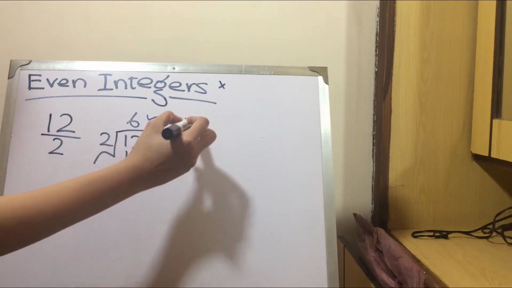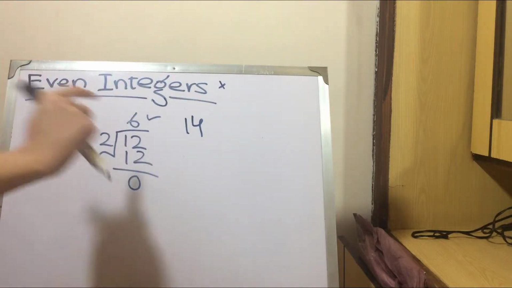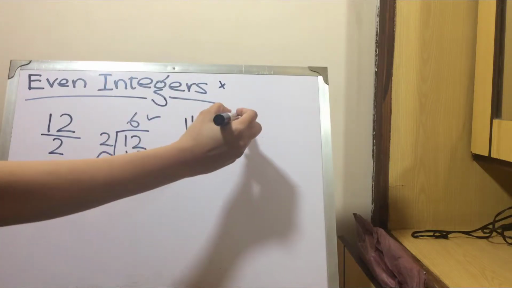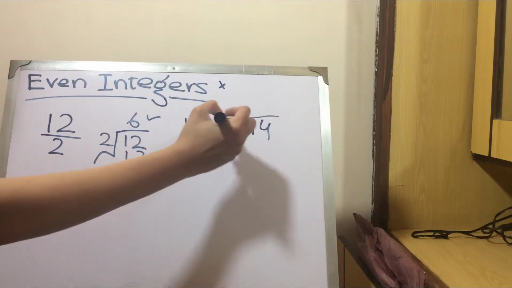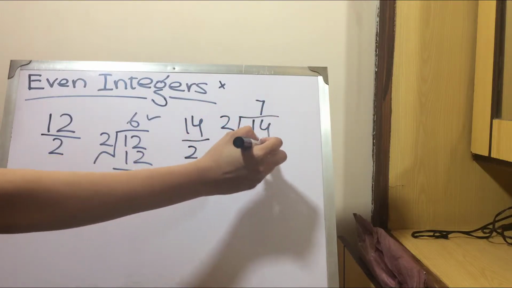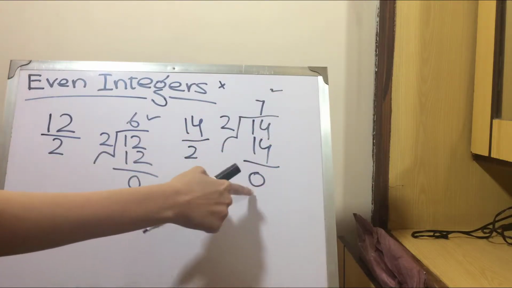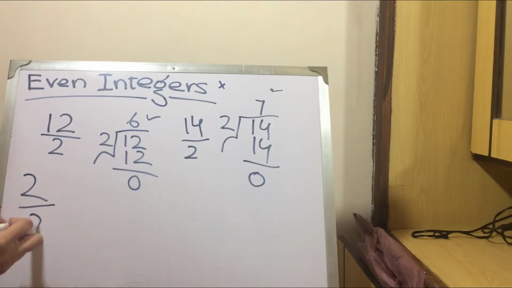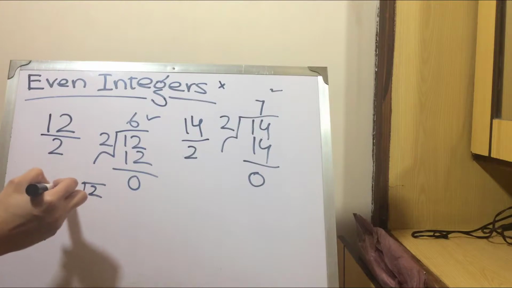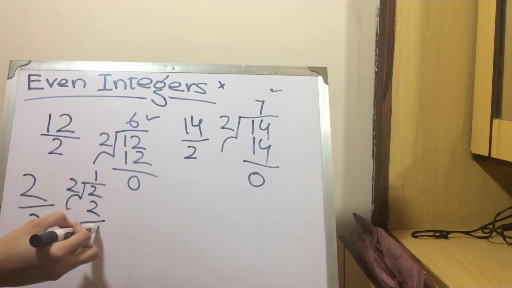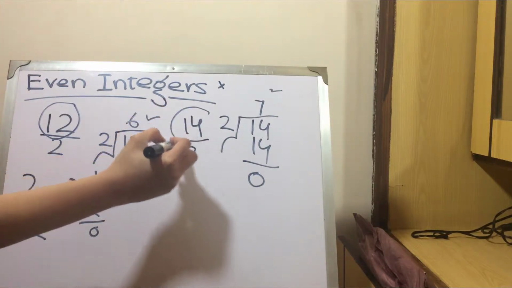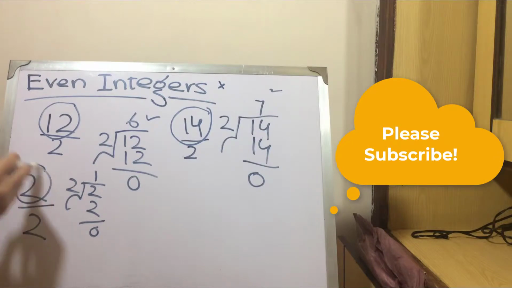Let's see another number. 14. Is 14 an even integer or not? Simply divide this number by 2. When you divide 14 by 2, the answer will be 7 and the remainder will be 0. So this is an even integer. What about 2? Is 2 an even integer or not? Simply divide it by 2. When you divide 2 by 2, the answer will be 1 and the remainder is 0. So these are all even integers. 12 is an even integer, 14 is an even integer, and 2 is also an even integer.